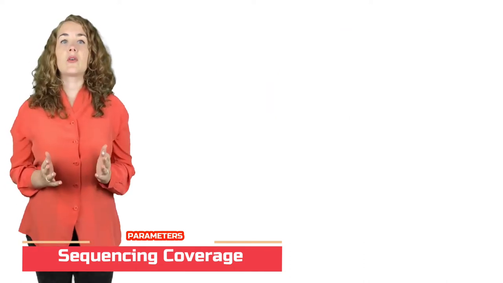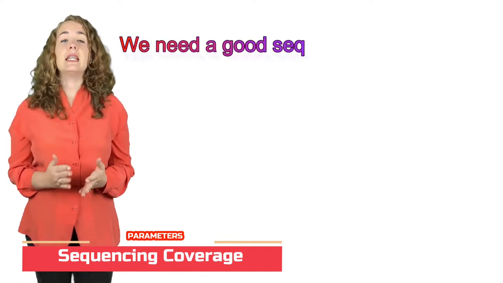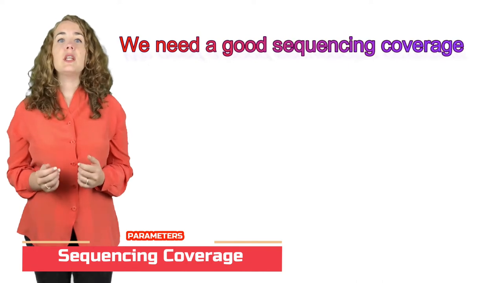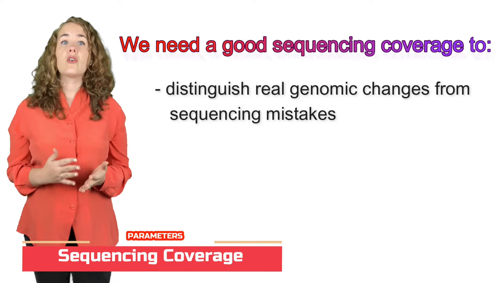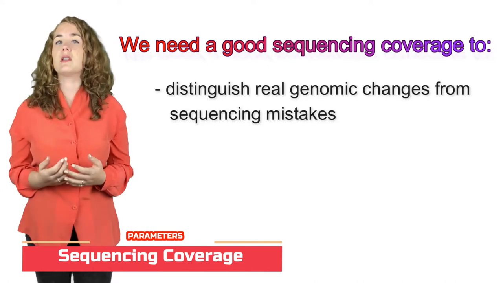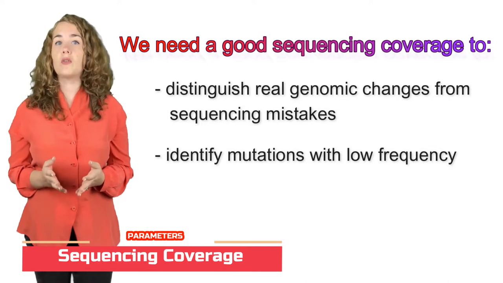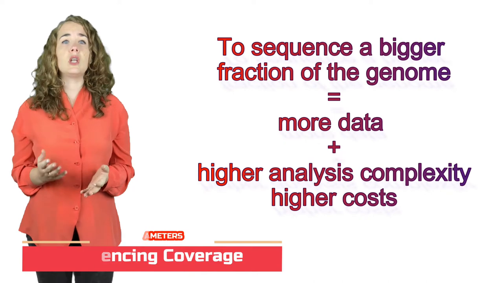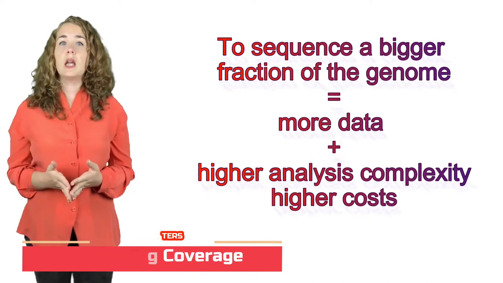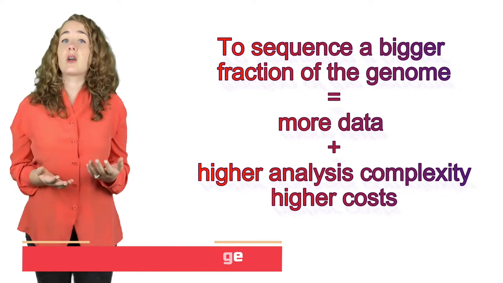In order to correctly identify which genomic changes occur in the DNA of tumor cells, we need to have a good sequencing coverage to be able to distinguish real genomic changes from sequencing mistakes, and in order to identify mutations with low frequency. Therefore, as a general rule, if you want to sequence a bigger fraction of the genome, you will obtain more data, and the complexity of the analysis and the cost as well will be higher.